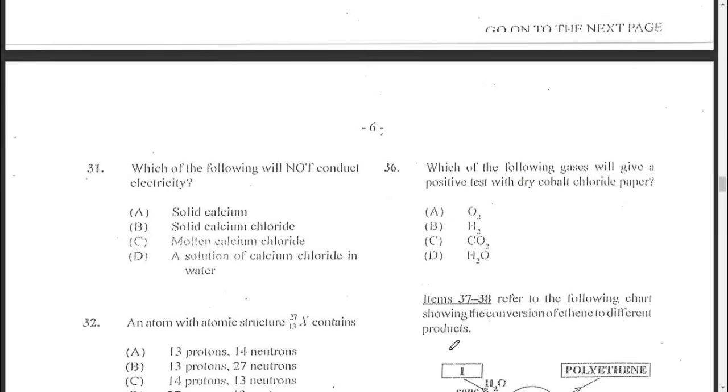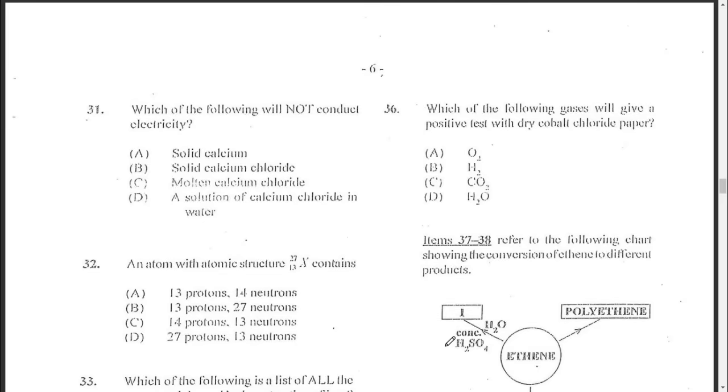31. Which of the following will not conduct electricity? Is it solid calcium chloride, molten calcium chloride, or a solution of calcium chloride in water? And the answer is solid calcium chloride. The salt must be in the aqueous form. Solid calcium is a metal, and we know that metal conducts electricity.